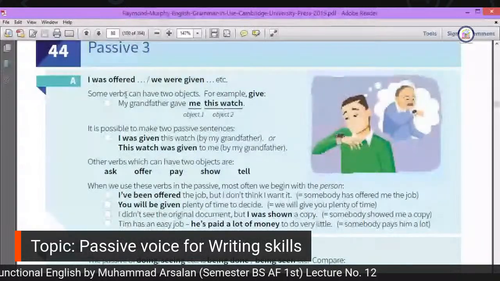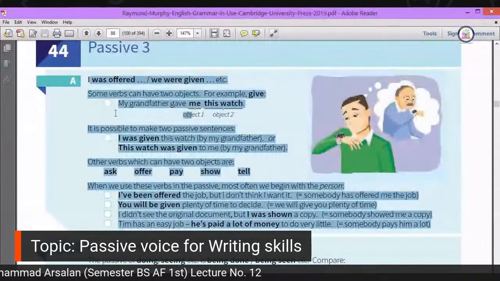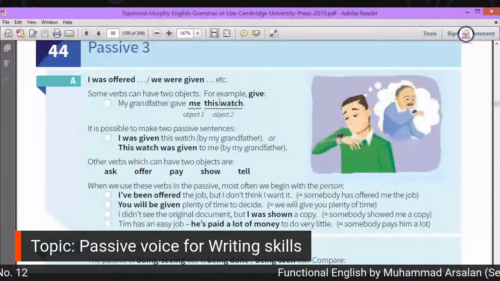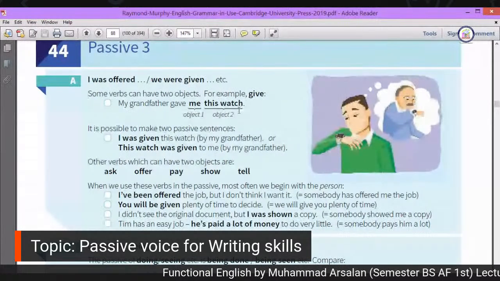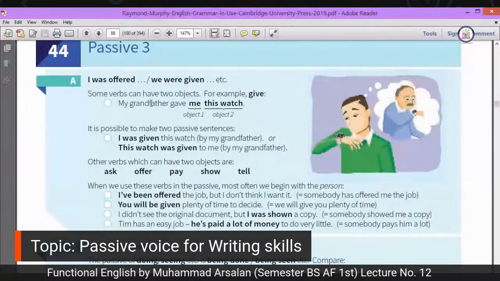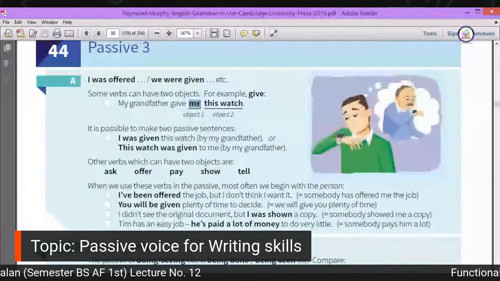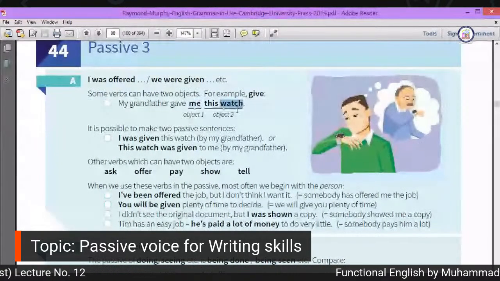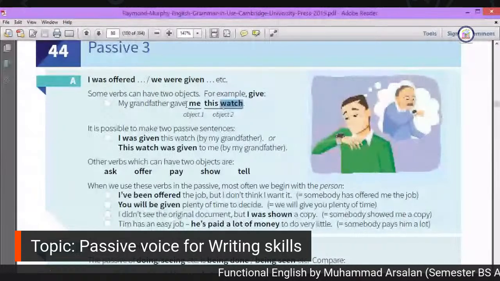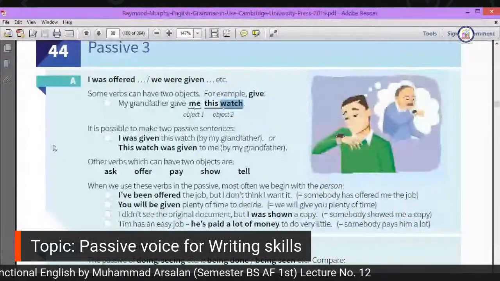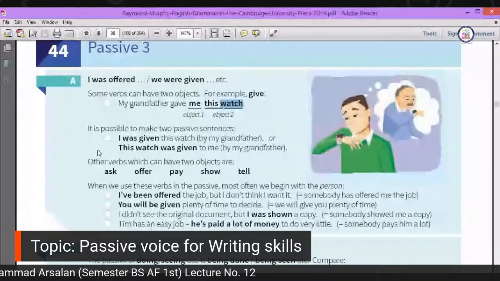So I wanted to show you what the double or ditransitive verbs are. Monotransitive verbs take one object and ditransitive verbs take two objects. So here: my grandfather gave me this watch, a very relatable experience. I was given this watch by my grandfather, and this watch was given to me by my grandfather.